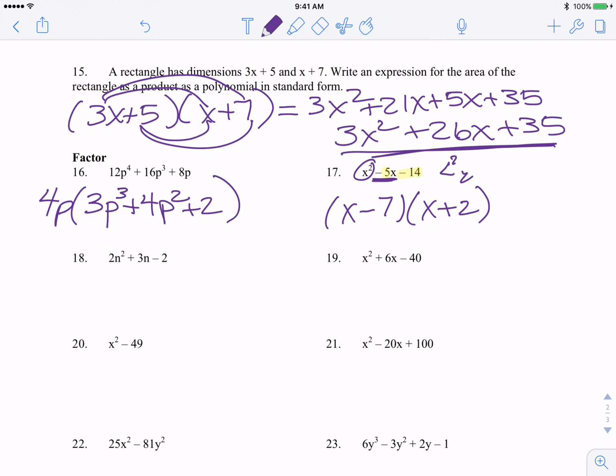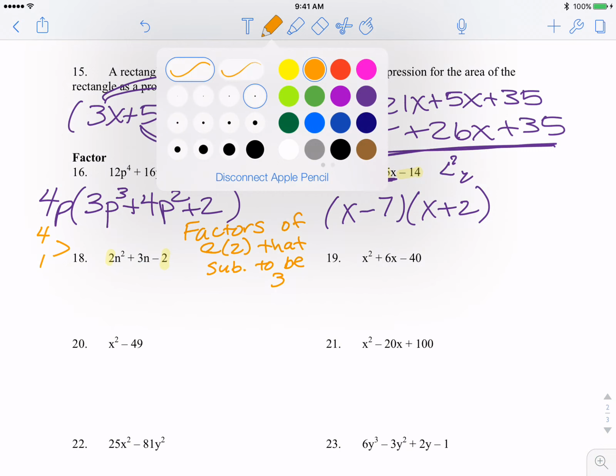And number 18. Remember when I look for product of factors, I have to do this product here since there's a coefficient. So I'm looking for factors of 2 times 2 that subtract to be 3. So 2 times 2 is 4, and factors of 4 that subtract to be 3 are 4 and 1. These ones involve an extra step in them.